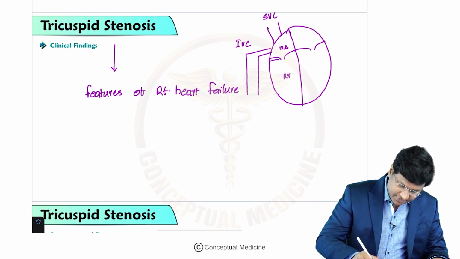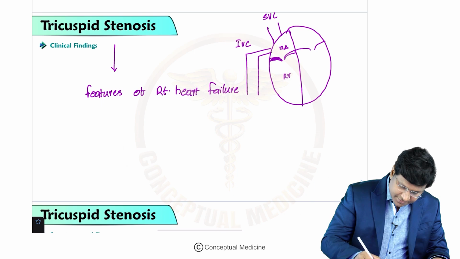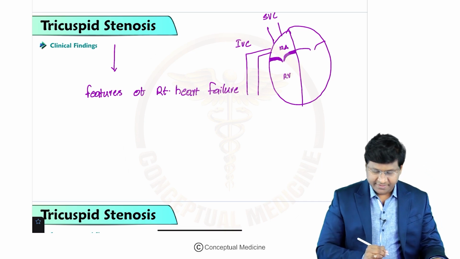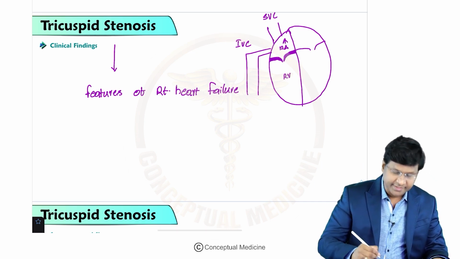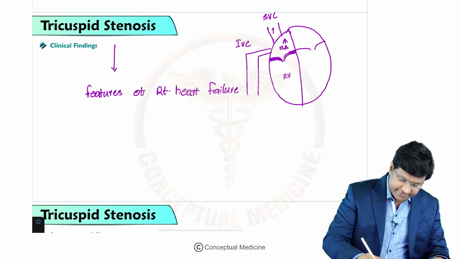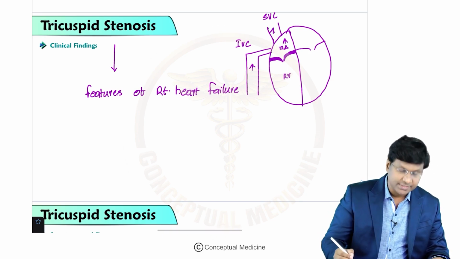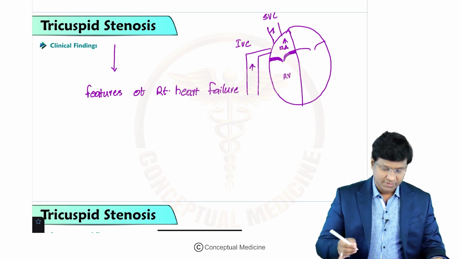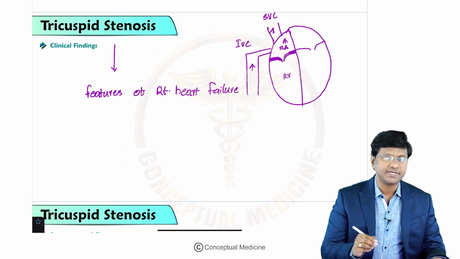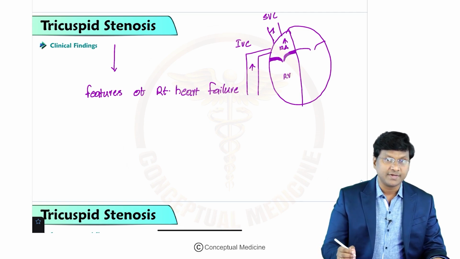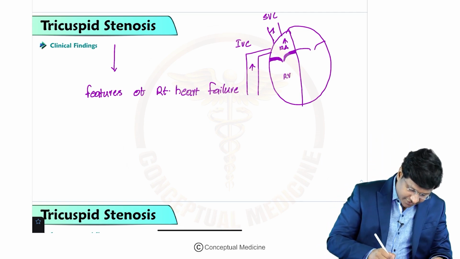And here, what has happened? The tricuspid valve is stenosed. When the tricuspid valve is stenosed, there will be an increase in the right atrial pressure and subsequently an increase in the SVC pressure as well as the IVC pressure. So once there is an increase in the SVC and IVC pressure, accordingly there will be development of hepatomegaly.